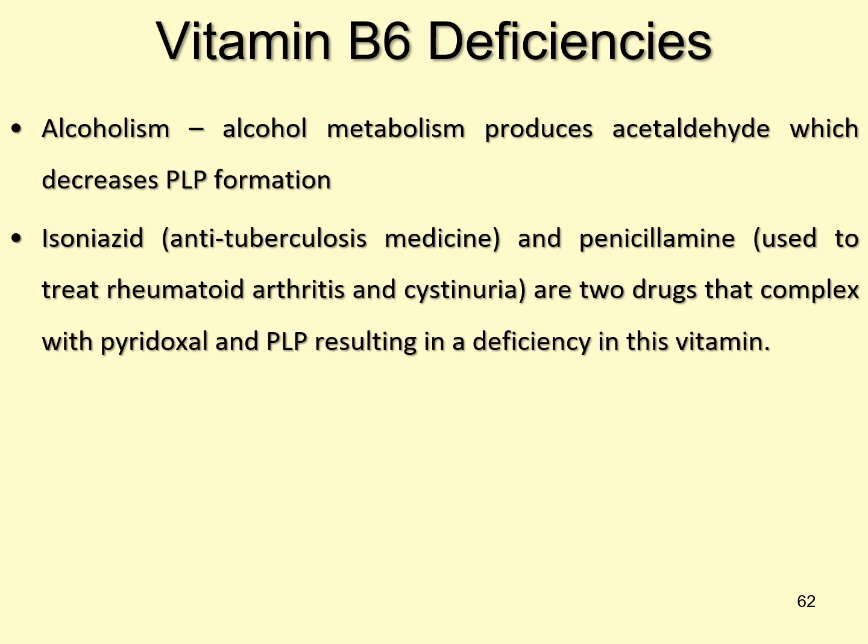Therefore, some drugs can also have an adverse effect on vitamin B6. For example, the drug given for anti-tuberculosis, isoniazid, and penicillamine, used to treat rheumatoid arthritis and cystinuria, are the drugs that can have an effect on vitamin B6 deficiency.